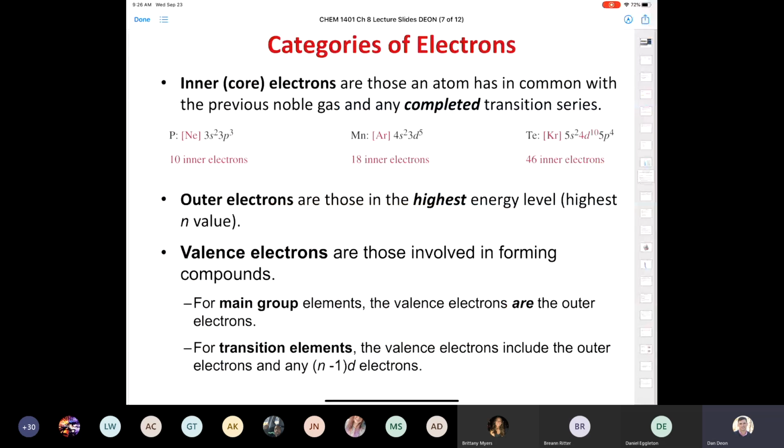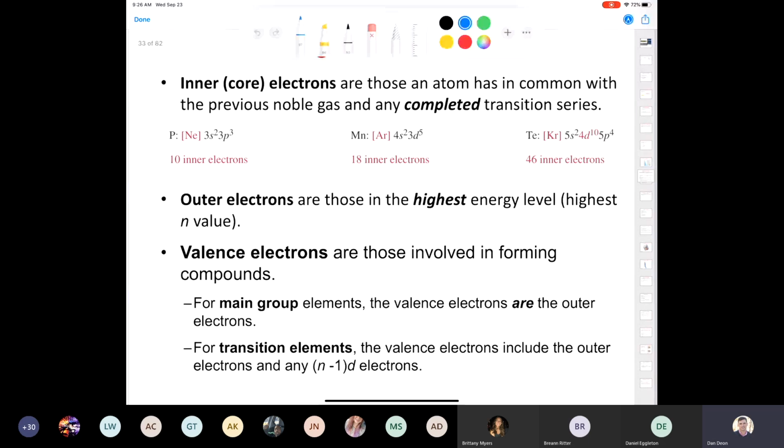Okay, and so where we left off was right here on this slide, discussing categories of electrons. There are three categories of electrons that you have to be aware of: inner, or what we sometimes call core electrons, outer electrons, and valence electrons. You have to be aware of all three of these definitions. They're not meant to be anything majorly complicated. They're just more definitions that you need to be aware of.